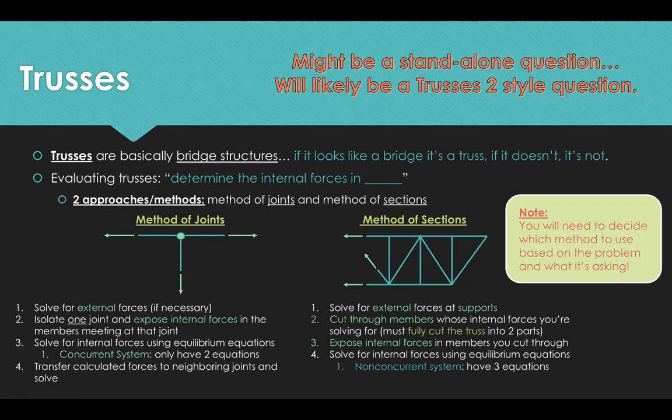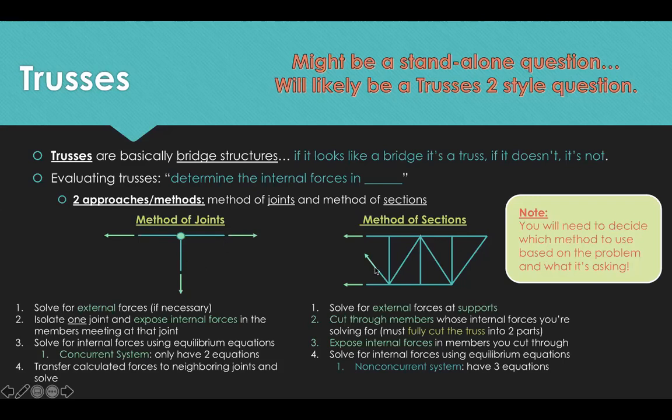If we got a method of joints problem, what would we actually be solving for? Like just one of the forces in one of the members? Likely what we'll be solving for, and we'll go into this a little bit later, is that for method of joints, it's going to be a question that asks you for almost all of the internal forces in the structure, right?